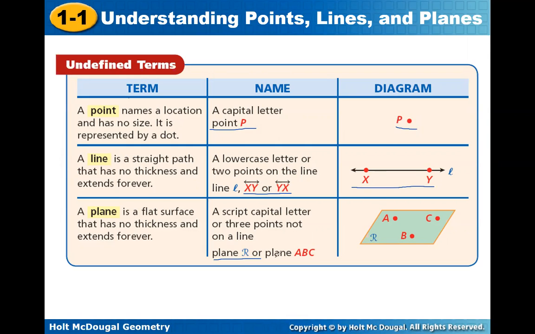And plane R or plane ABC. I need at least 3 points to create a plane. Some people ask me, if I have 4 points, should I write down all 4 points? Probably not. Probably just write down the 3 points. So plane ABC, if there was a 4th point here called D, I would put either ACD or ABC or BCD. Plane, of course, but maybe not ABCD.